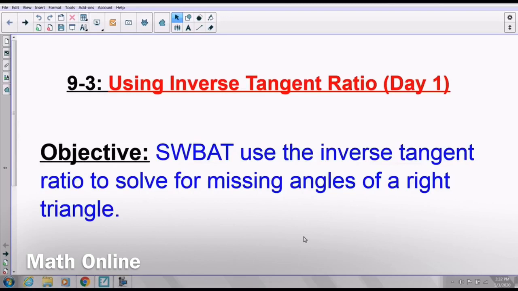I'm Mr. Solis, and on today's video, we will talk about using the inverse tangent ratio. Today's objective is students will be able to use the inverse tangent ratio to solve for missing angles of a right triangle. If you are ready, let's move on to the next slide.